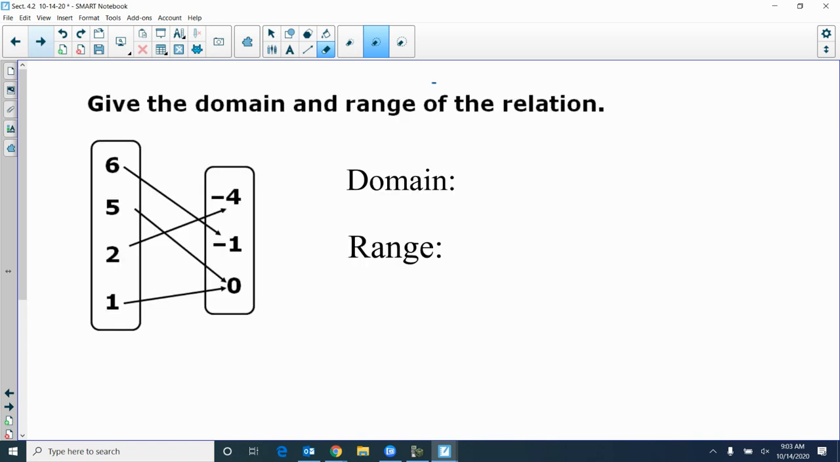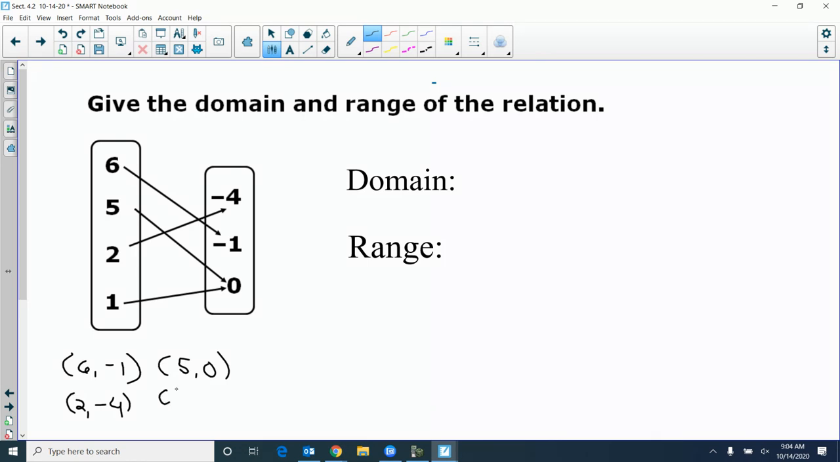So take a look here. It says give the domain and range of a relation. So just pay attention to this. The way this is written or shown, 6 has an arrow to -1. That means that their ordered pair would be (6, -1). Just make sure you understand that. 5 goes to 0, right? And then 2 goes to -4. That would be the ordered pair (2, -4). And 1 goes to 0. All right, so just understand that.